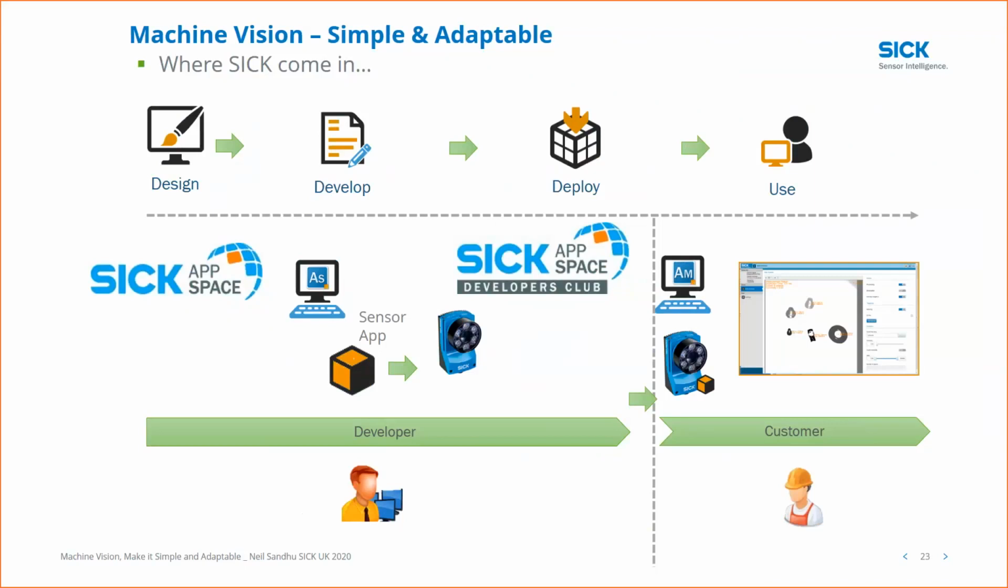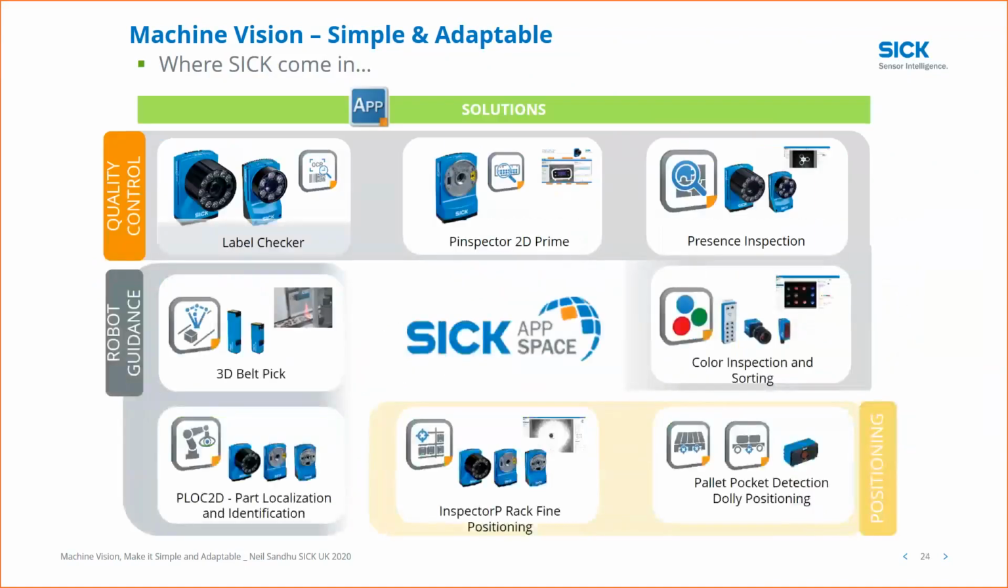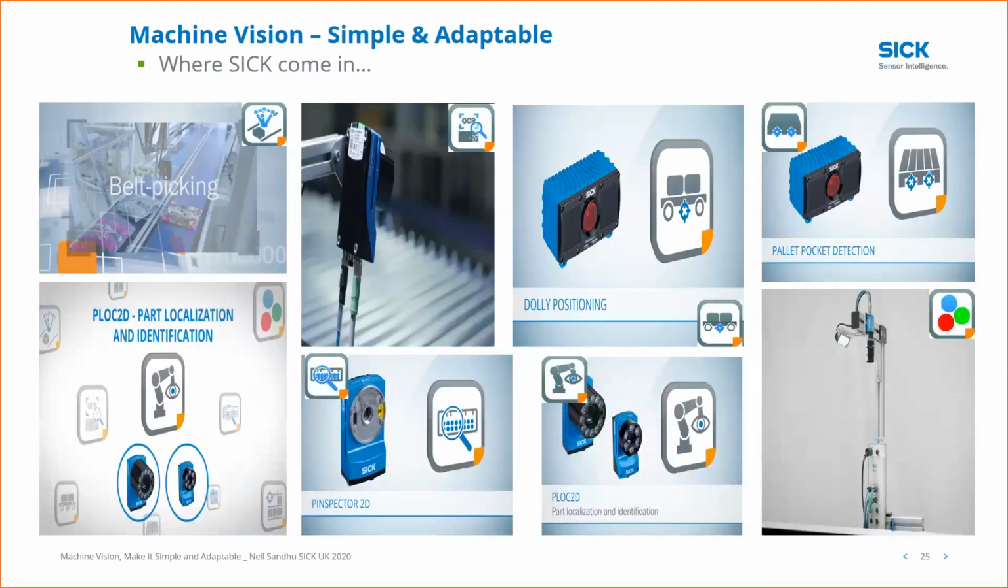So as a starting point from a machine vision point of view, we've come up with what we call initial solutions that are readily available right now, and these include, as you can see there, things like check labels, inspect connect pins, looking at color inspection, robot guidance, and even pallets and dolly positioning. And we'll come on to those in a bit more detail later. In fact, we'll come on to them now.